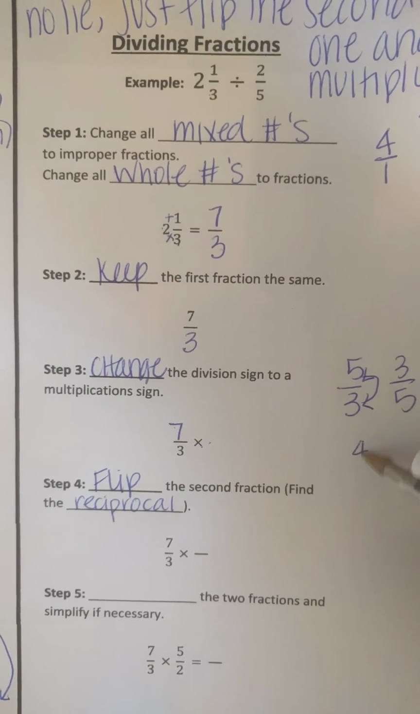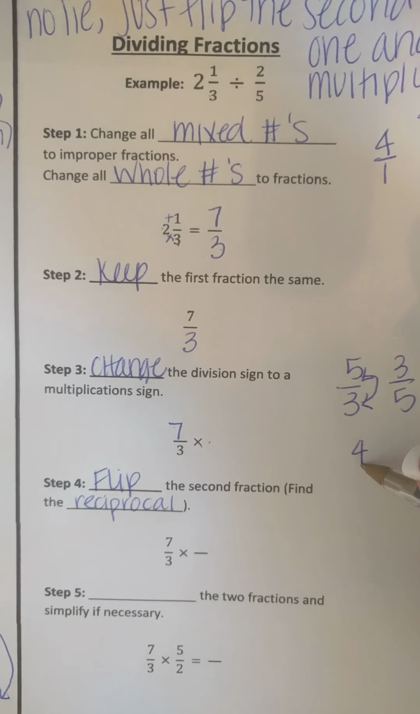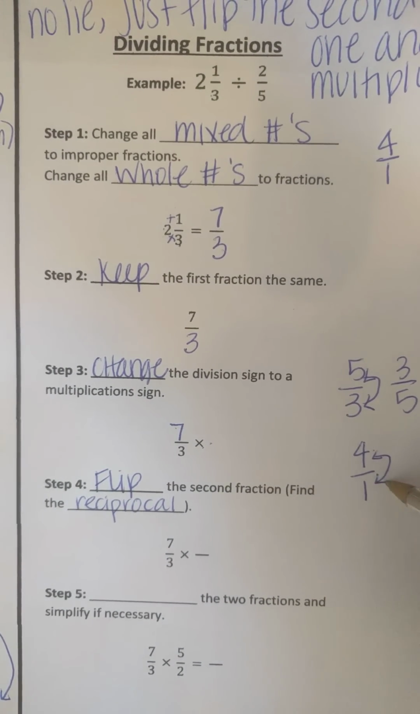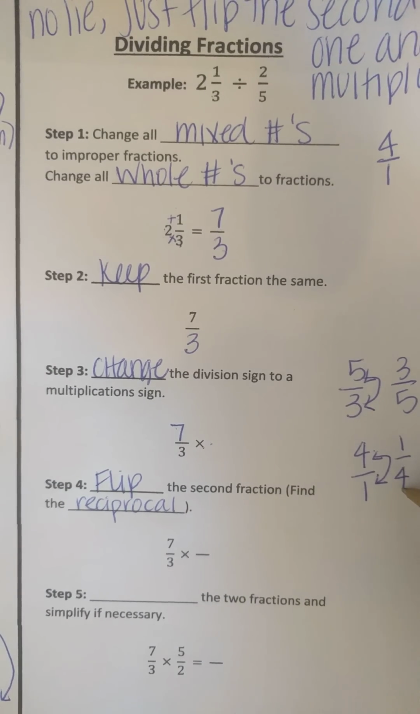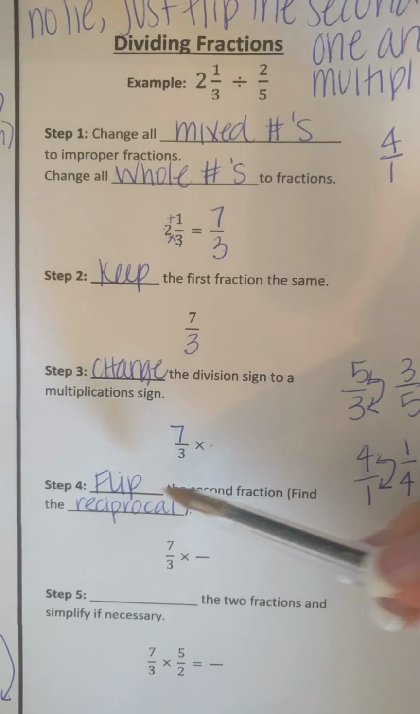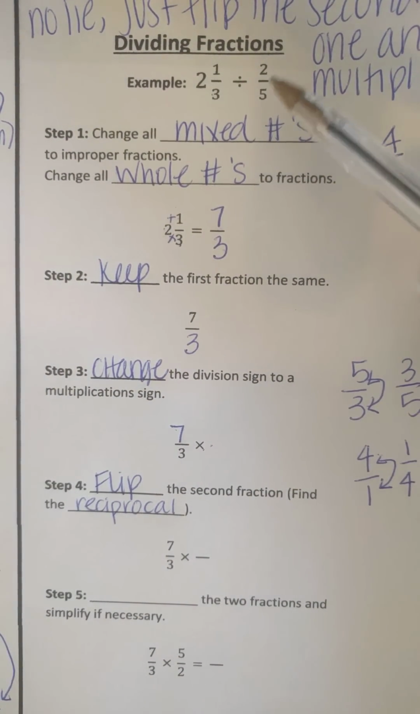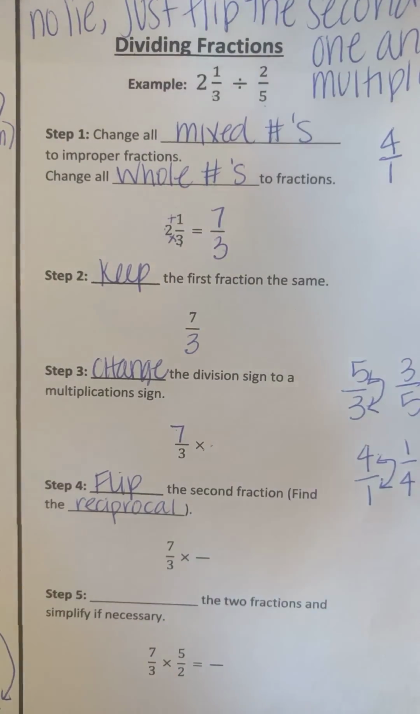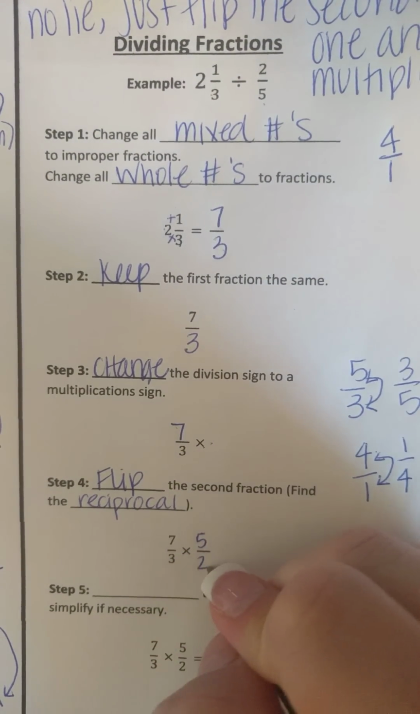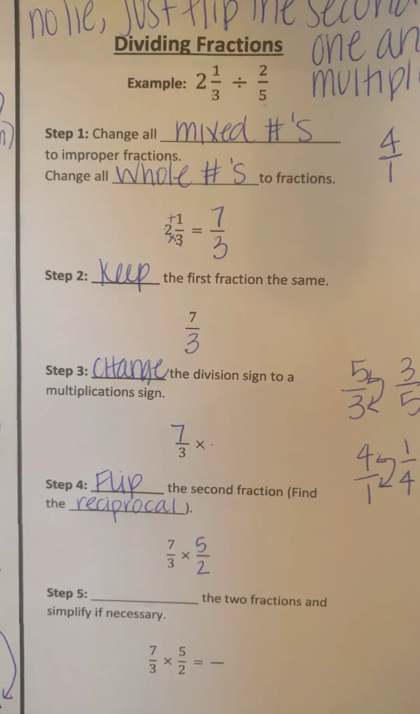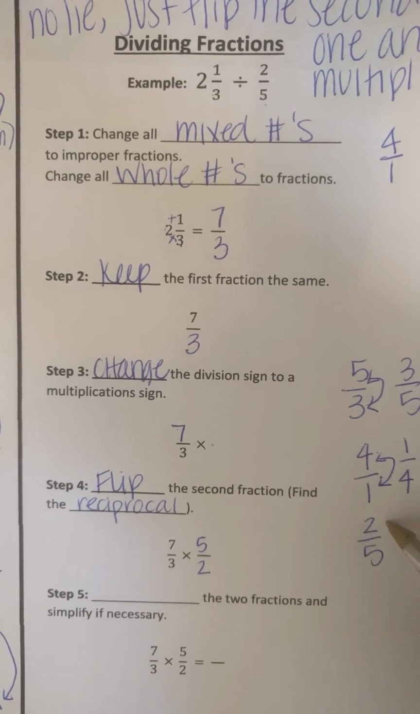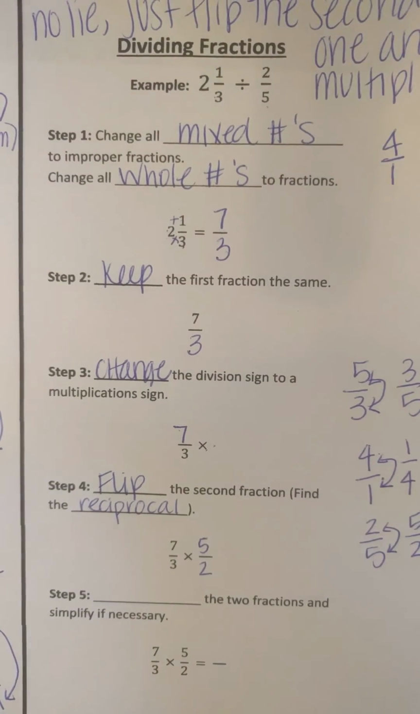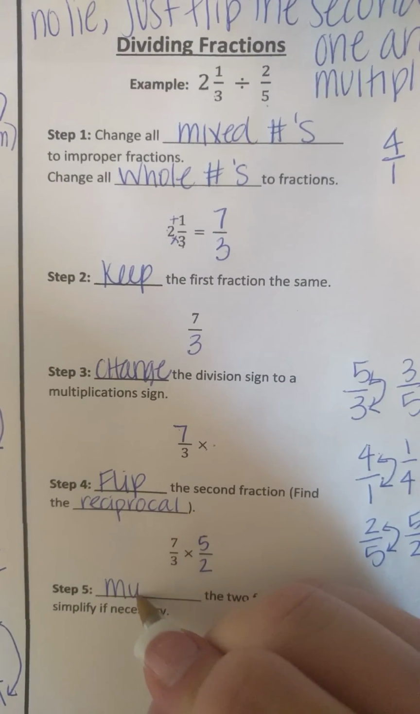Another one on there was 4, I think, and we know to change 4 into a fraction, we put a 1 under it, and then to find the reciprocal, I just flip them, so that becomes 1/4. So when I say flip the second fraction, if our second fraction was 2/5 and I want to find the reciprocal, let's flip it. That becomes 5/2. Okay, so 2/5, we flip it, it becomes 5/2. After we do that, we're going to multiply.